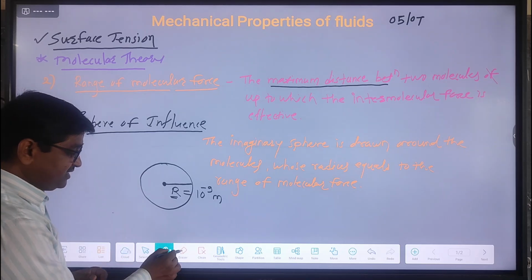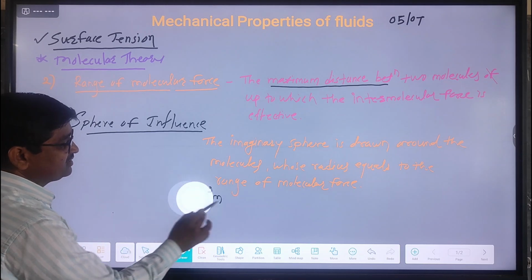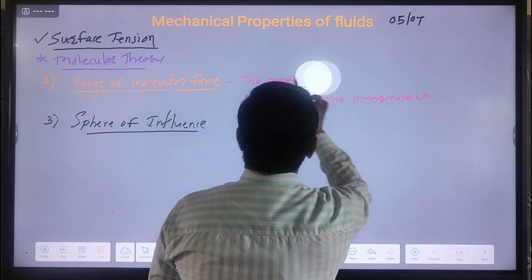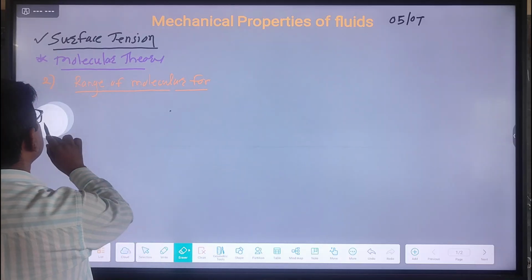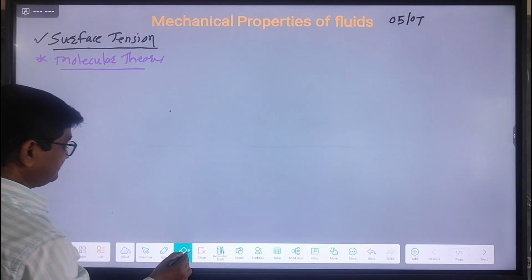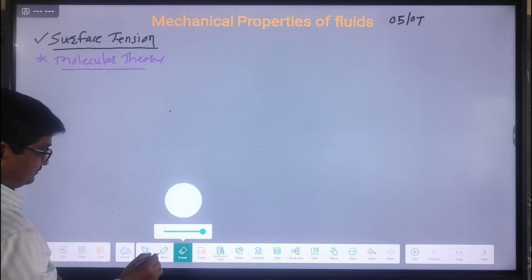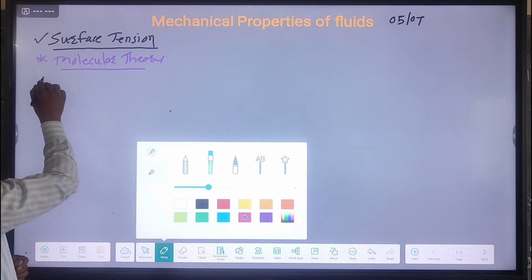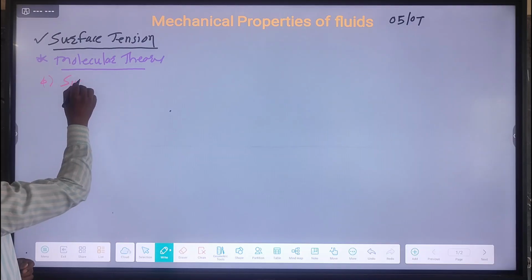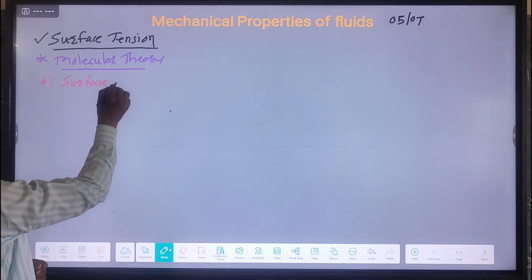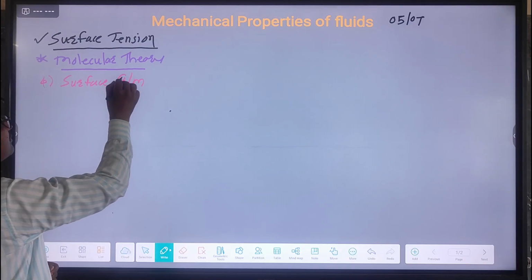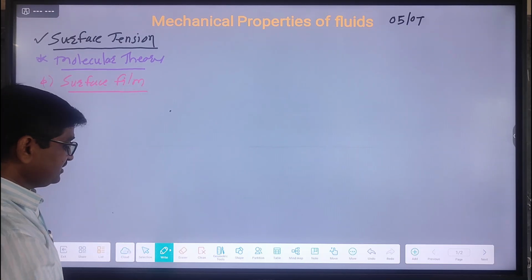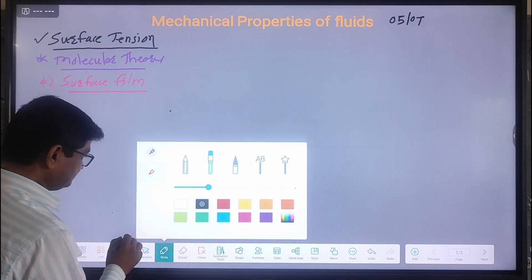After the sphere of influence, another important concept we discuss is surface film. The next important concept according to molecular theory, the fourth concept, is surface film. What is surface film? Let's discuss the definition.